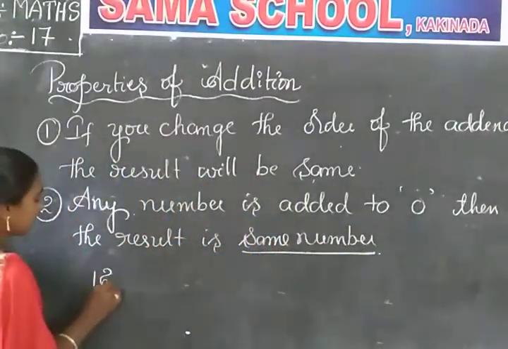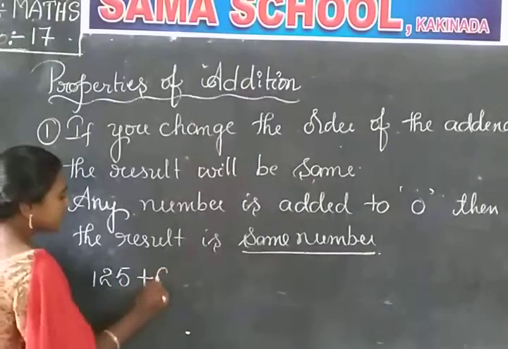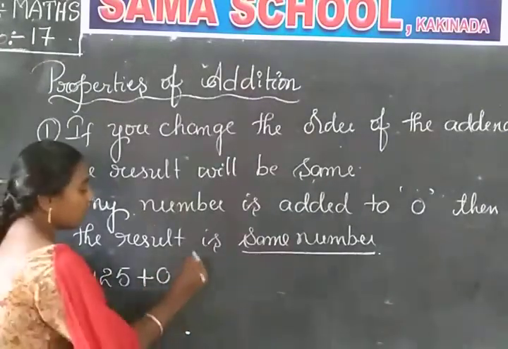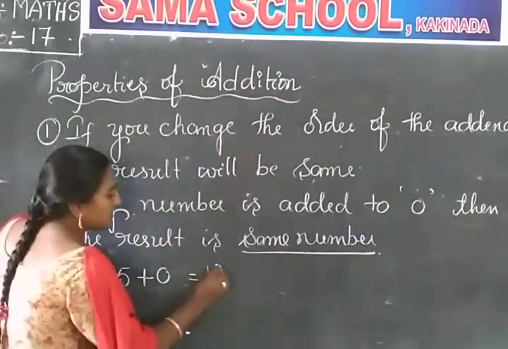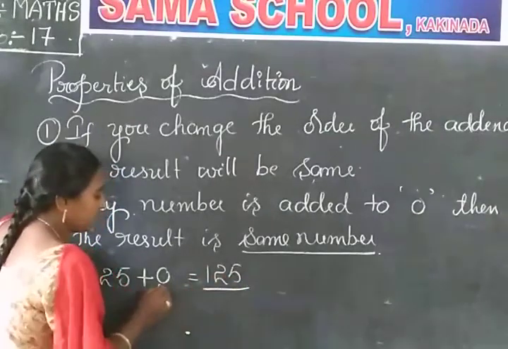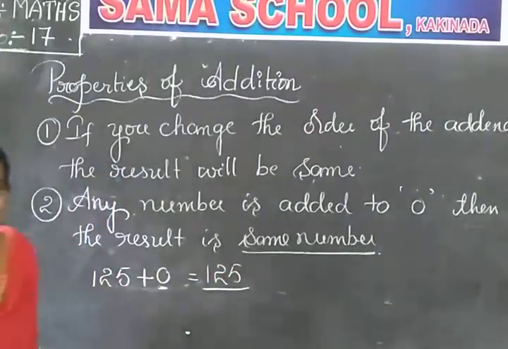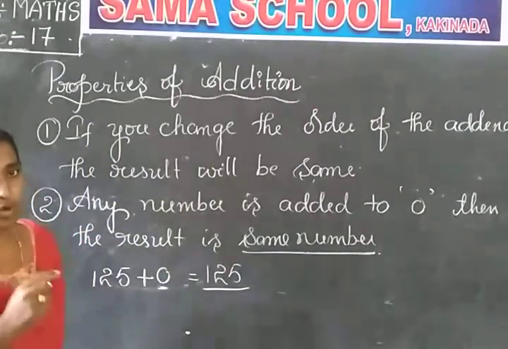See here, you take a 3-digit number and add 0 to that number. Then what will be the answer? Again you will get the same number as result. Then what is the 0 called? 0 is called additive identity. This is the second property.